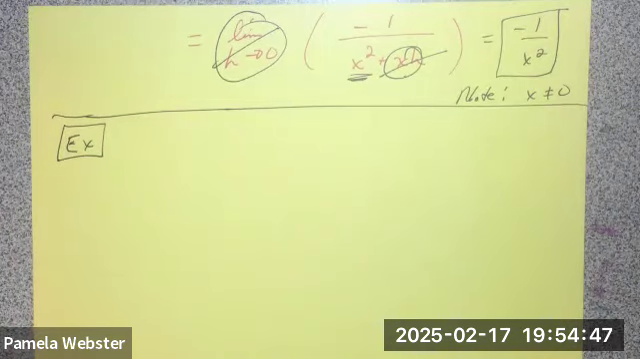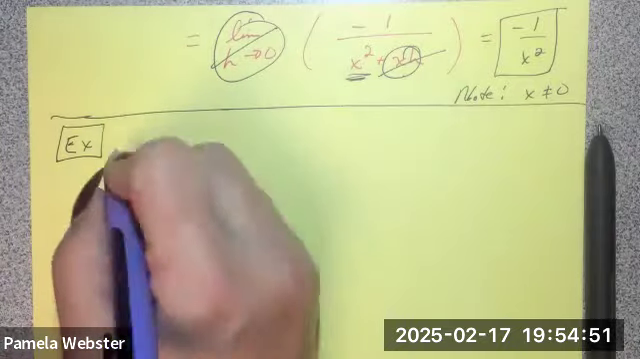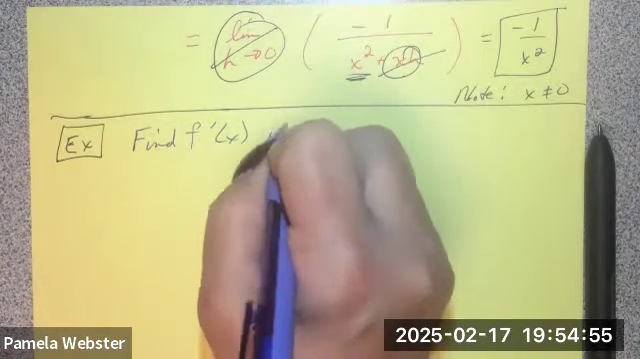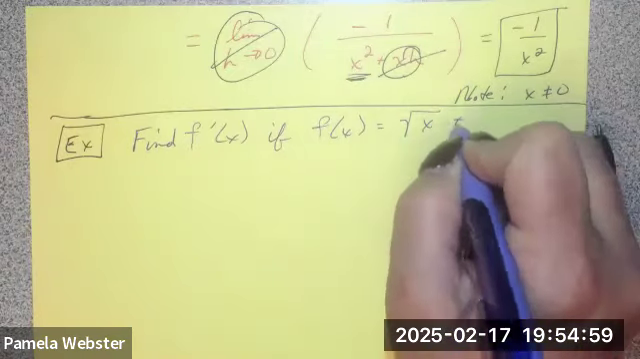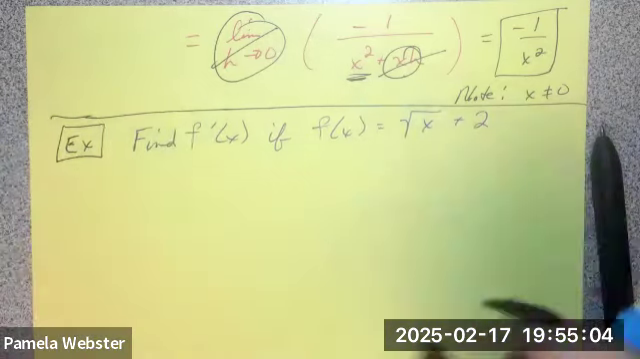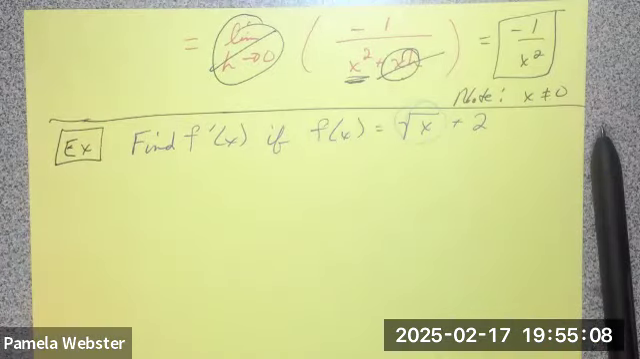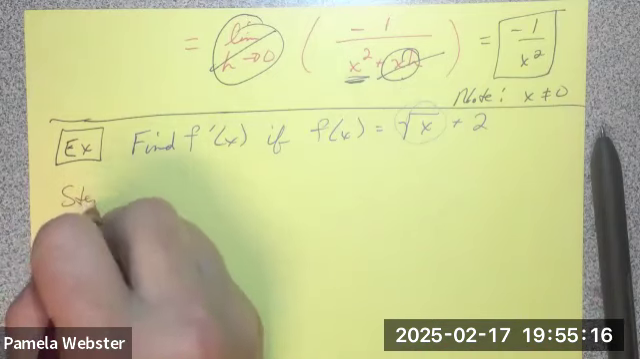Okay. Here's another thing that could happen that's weird. Okay. Find f prime of x if f of x equals the square root of x plus 2. Hey, what did I just say a second ago? Where do we have problems? Dividing by 0 and taking the square root of a negative number. So this is our other kind of weird case. We're going to deal with it. It's going to work through pretty nice and smoothly until we get to one particular spot.